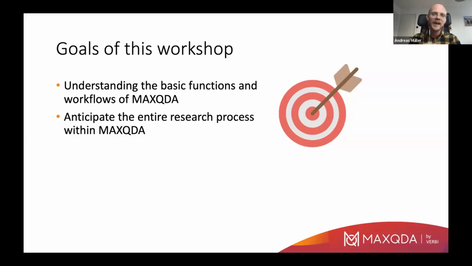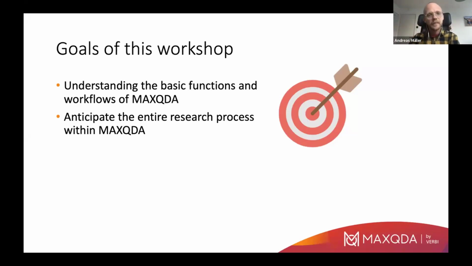I want you to know a bit more than just what the hammer is good for, so that you can anticipate the entire research process when using MAXQDA. We could easily spend just 1 hour only on coding. We will see in a second what it is. But I want you to get the big picture. What does it mean to work with MAXQDA initially in your research project, and what does it mean to work with it in the last stages of your research project?